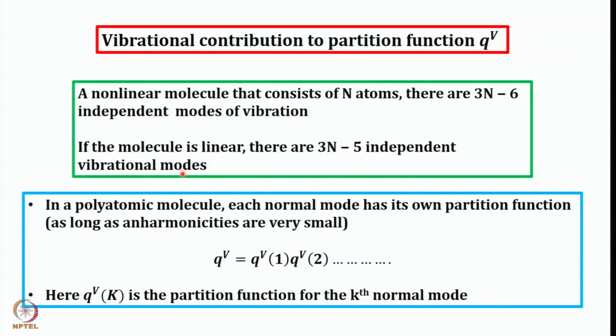As we talked about earlier, the overall partition function is multiplicative. That means if there are several normal modes of vibration, then the vibrational partition function is equal to the vibrational contribution due to the first normal mode into the vibrational contribution due to the second normal mode, and so on. So, overall QV will be equal to QV1 into QV2 into QV3 and so on.